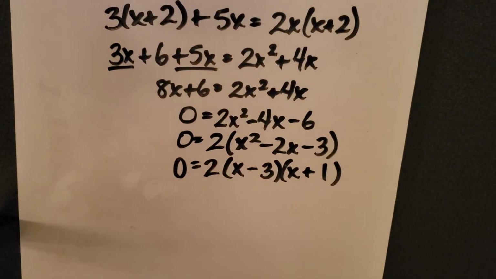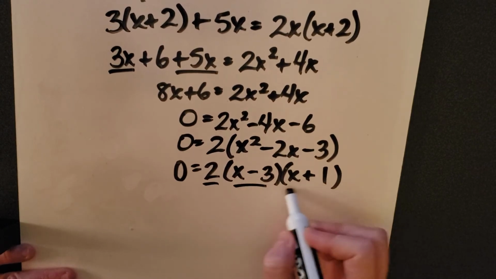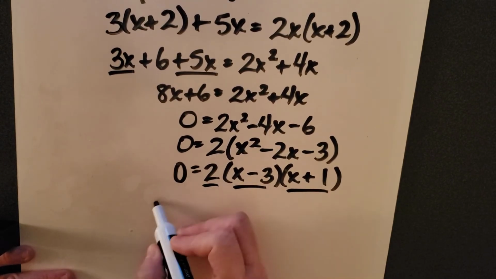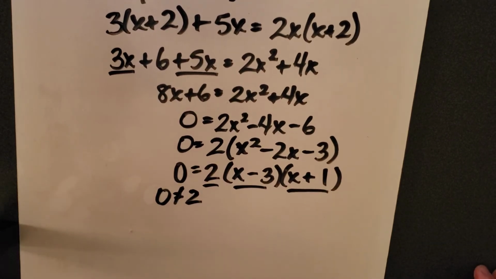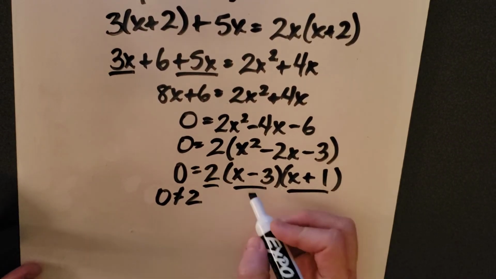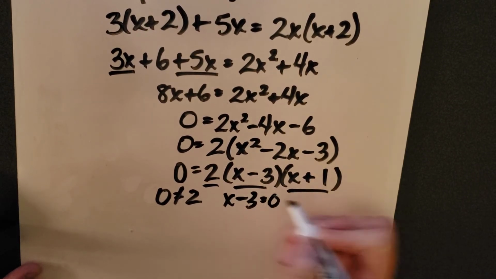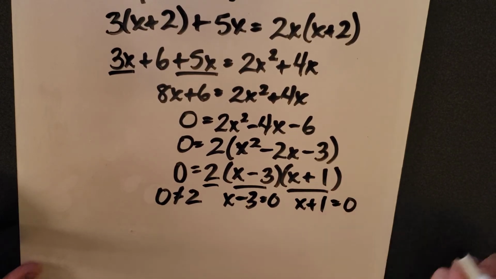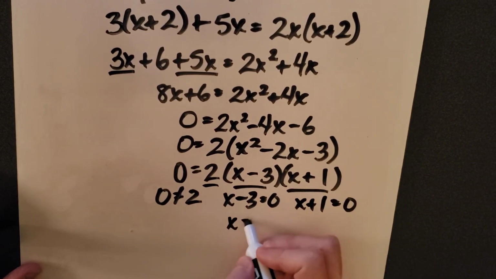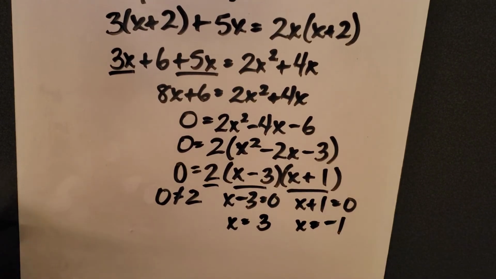Okay? All right. Now, I'm going to go ahead and take each one of these factors and set it equal to 0. So I've got 0 equals 2, which obviously it does not, which is why it did not matter that we pulled out that common factor of 2. I've got x minus 3 equals 0. And I've got x plus 1 equals 0. And now solve for x. I've got x equals 3 here, and I've got x equals negative 1 here. Okay?